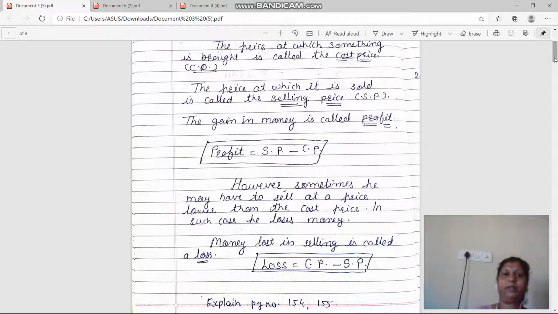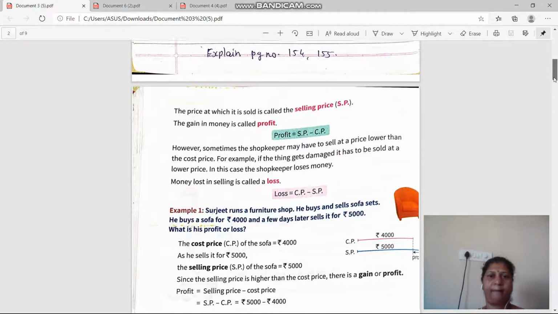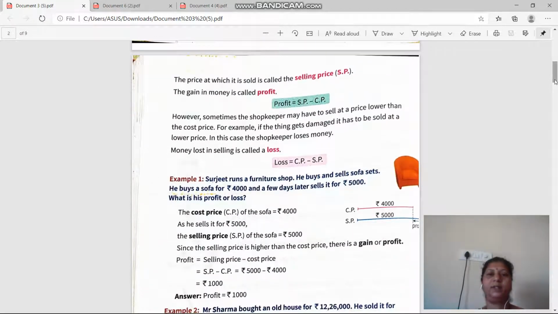Now sometimes what happens, we sell things at a low price, as there may be damage or certain other reasons. So the cost price is greater than the selling price. At that time there is a loss. So loss is equal to cost price minus selling price. Get it? So what is the formula for loss? Cost price minus selling price.